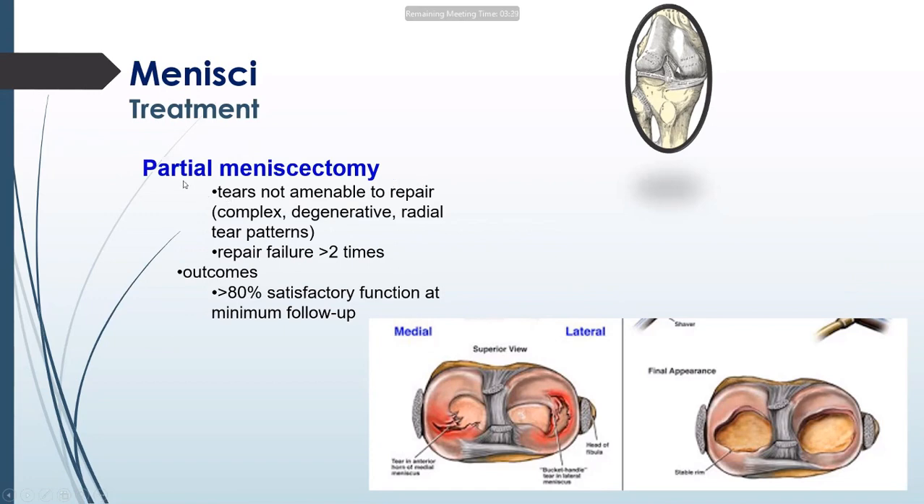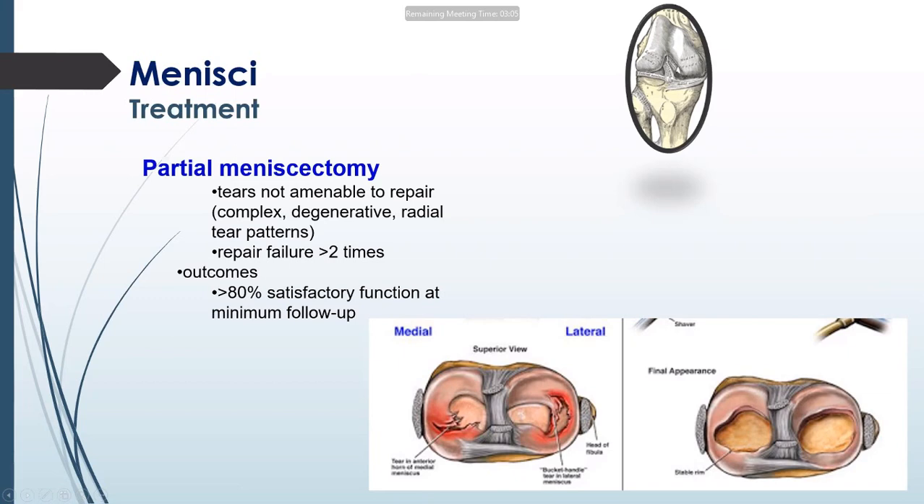We can do either partial meniscectomy. This is done in a peripheral tear, sometimes in the white zone area. If there is a complex tear... This is a patient with a meniscal tear on both sides. This is how to return after partial meniscectomy.